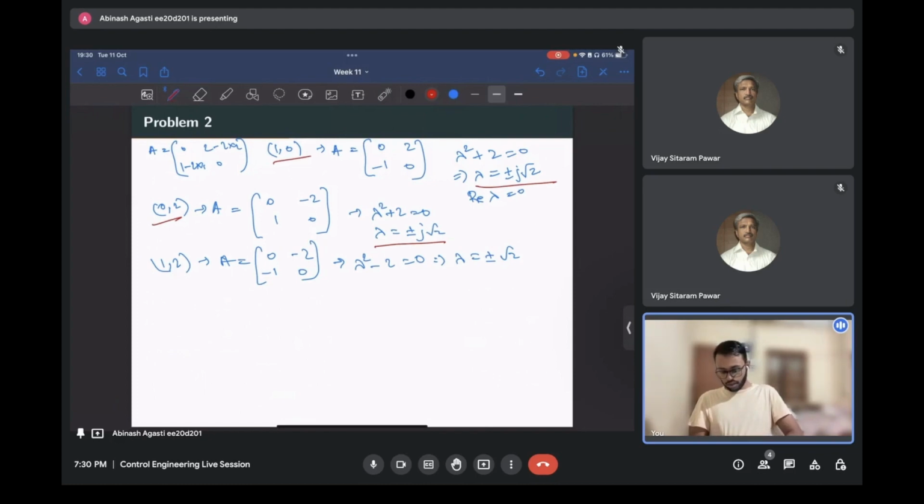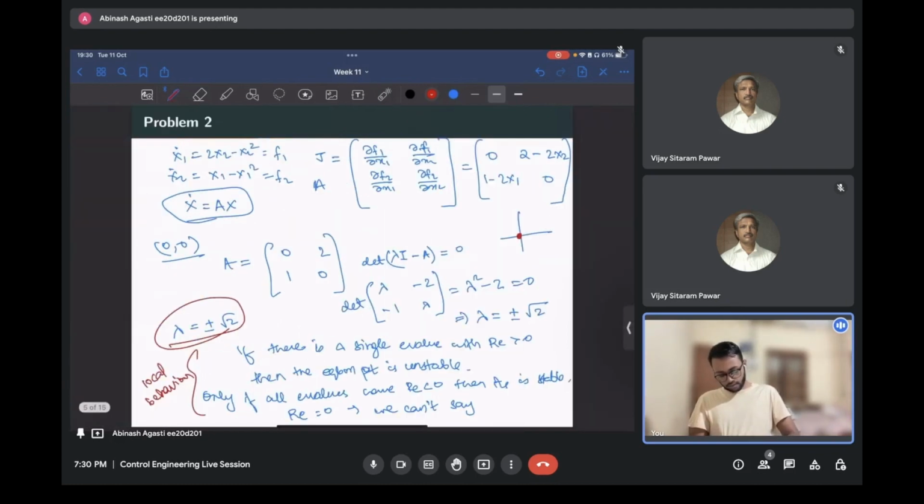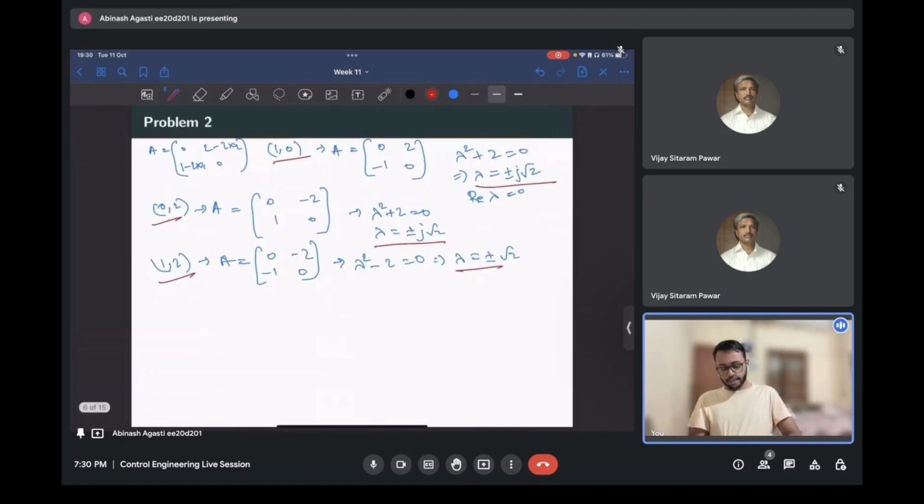But on the other hand, for this equilibrium point and for this one, we can say that it is unstable near that equilibrium point. So that is all we can comment about the stability of the system from linearization. For further techniques, we'll have to delve into nonlinear analysis, which is beyond the scope of this lecture.